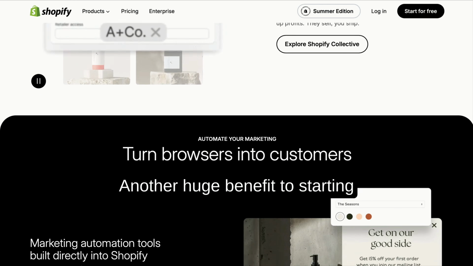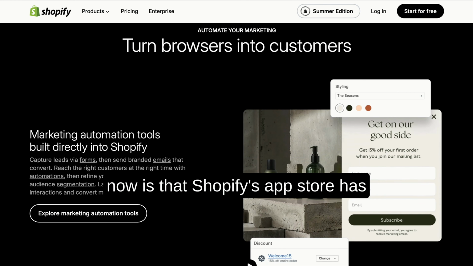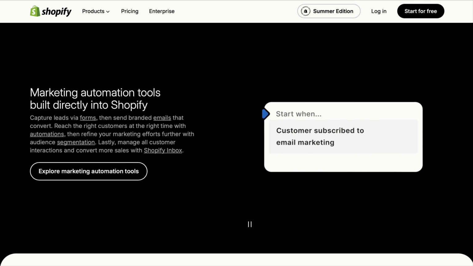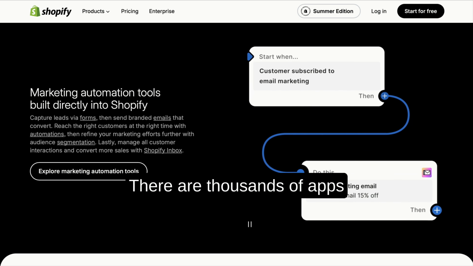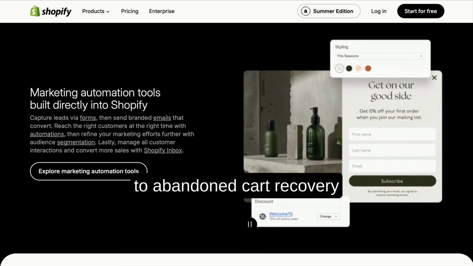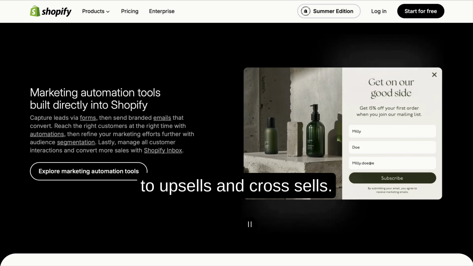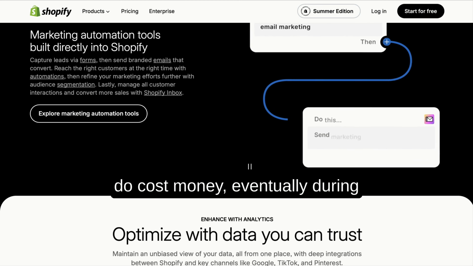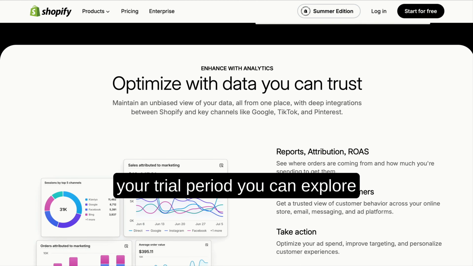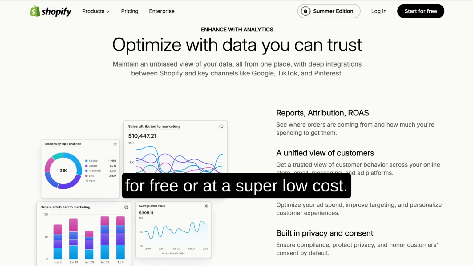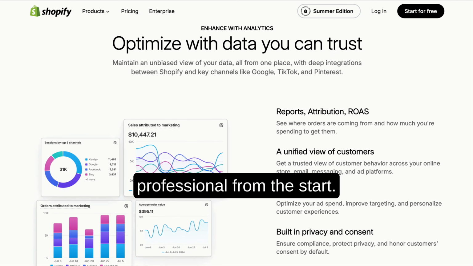Another huge benefit to starting your Shopify trial account right now is that Shopify's App Store has exploded in the last few years. There are thousands of apps available that can help you automate everything from email marketing to abandoned cart recovery to upsells and cross-sells. And while yes, some of these apps do cost money eventually, during your trial period, you can explore and test most of them either for free or at a super low cost. That gives you a real chance to build a store that feels professional from the start.